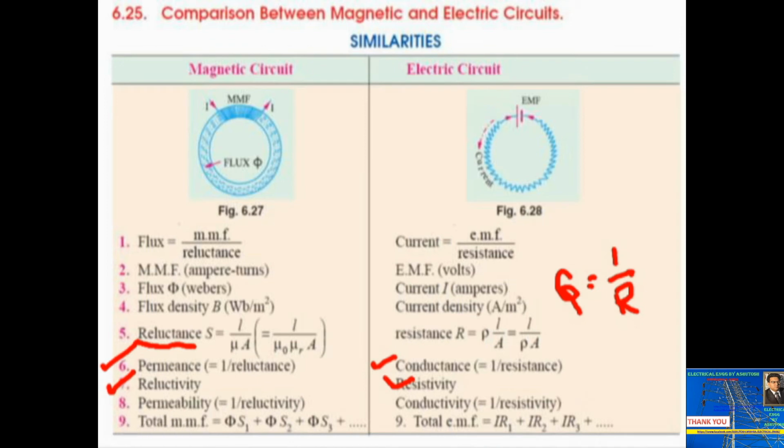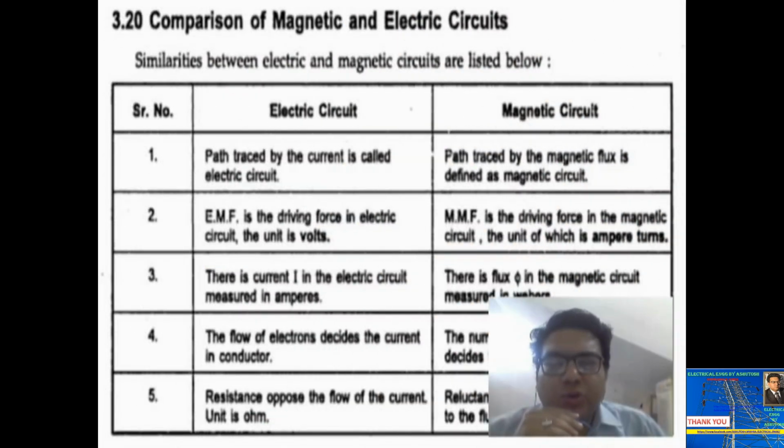And guys, total MMF, you will have to write it down: phi S1 plus phi S2 plus phi S3. We will see the formulas related to all these. And then total EMF in an electric circuit, you will see IR1 plus IR2 plus IR3. Now you can see over here the comparison of magnetic circuit and electric circuit is already shown. So these are the similarities between electric and magnetic circuit.